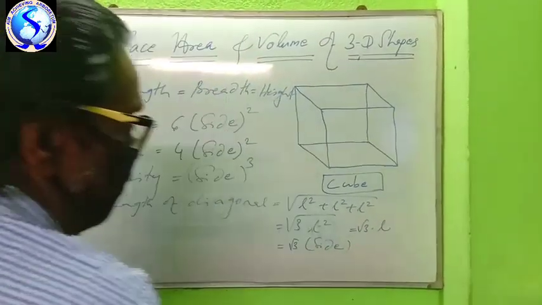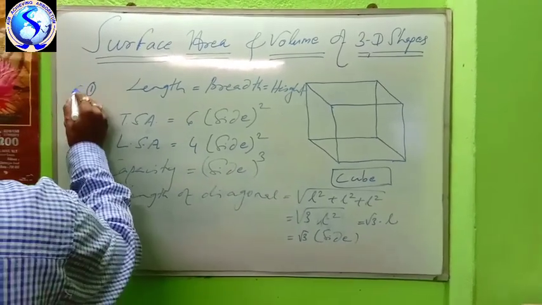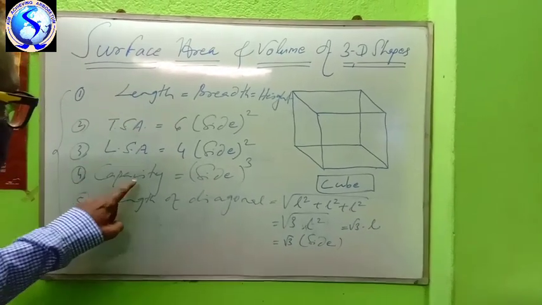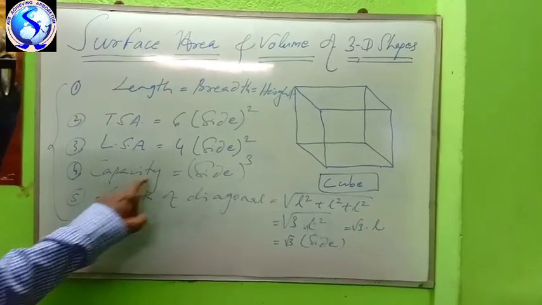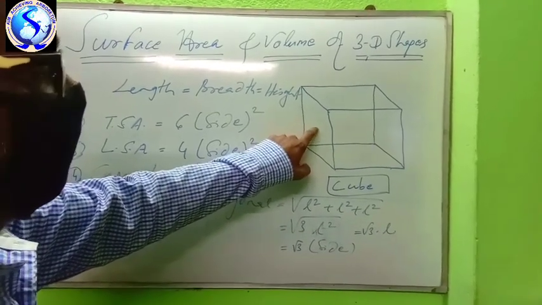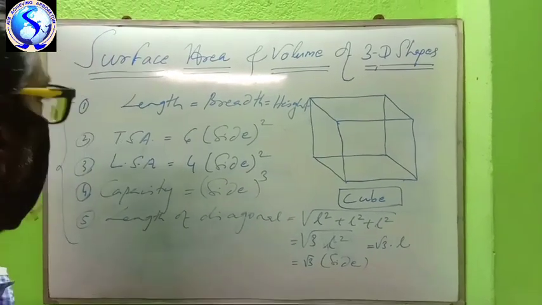L means side. This is all about the formulas required for the cube, for the calculation of lateral surface area, total surface area, capacity, and volume of the cube. We are discussing the cube. It is a geometrical figure, a 3D shape, having length, breadth, and height equal to each other. Okay. Let us go to the next one.